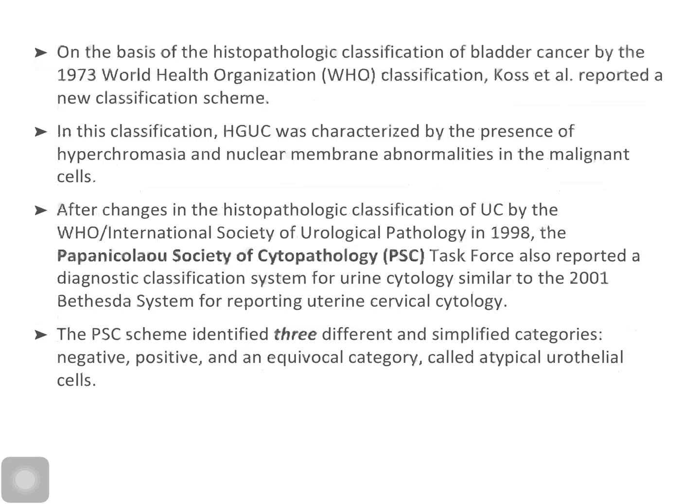In this system, the high-grade urothelial carcinoma was characterized by the presence of hyperchromasia and nuclear membrane abnormalities in the malignant cells. After changes in the WHO classification, the Papanicolaou Society of Cytopathology, that is the PSC task force, also reported a diagnostic classification system for urine cytology similar to the 2001 Bethesda system for reporting uterine cervical cytology. The Papanicolaou Society of Cytopathology scheme identified 3 different and simplified categories. They were negative, positive, and an equivocal category, which was called atypical urothelial cells.